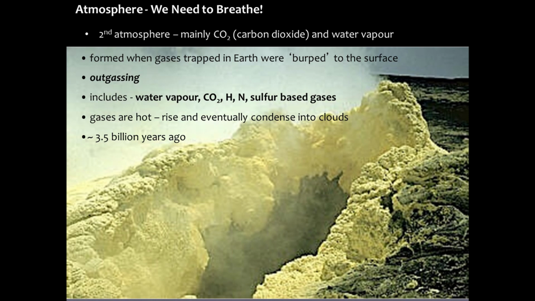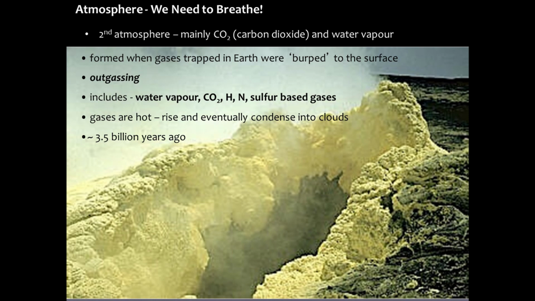So in the early Earth, we saw that it was very volcanic, and we basically had this burping out of the Earth's atmosphere. The other important thing to remember here is that these gases are hot. We know that things have to heat up in order to move from being in a solid phase to a gaseous phase. Material that is hot in a gaseous phase will typically rise, and as it rises, it cools down and condenses into clouds. It's believed that this occurred roughly about 3.5 billion years ago.